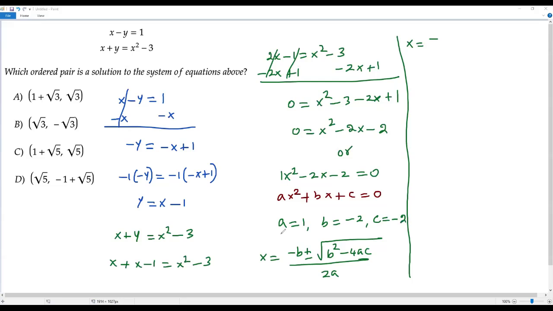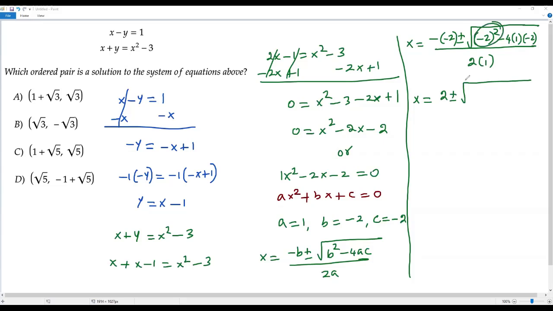x equals negative b, the value of b is negative 2, positive or negative the square root of b squared, meaning negative 2 whole squared, minus 4 times a, where a is 1, times c, which is negative 2, all over 2 times a, where a is 1. So we get x equals negative times negative, which becomes positive 2, positive or negative.